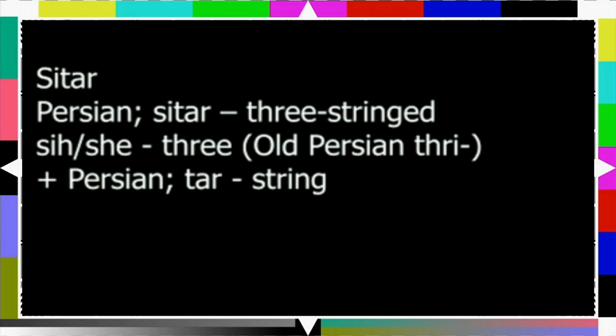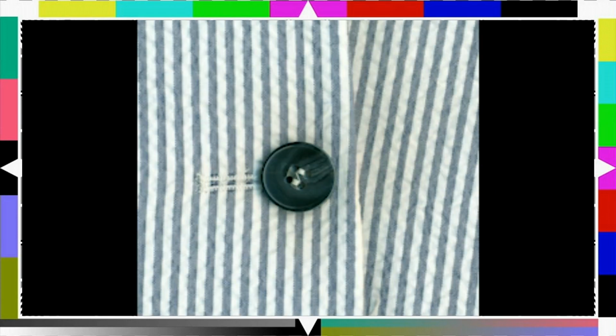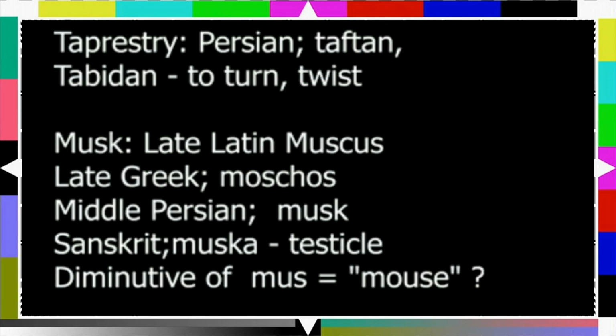And a word that sounds as American, seersucker, goes back to Persian shir or shakar, milk and sugar, shir shakar, milk and sugar. This was the description of striped cloth. The expression for striped cloth, milk and sugar, shir shakar, becomes seersucker in modern English. Tapestry has an Iranian source. Earlier on in Persian would be taftan, related to the word for turning and twisting.